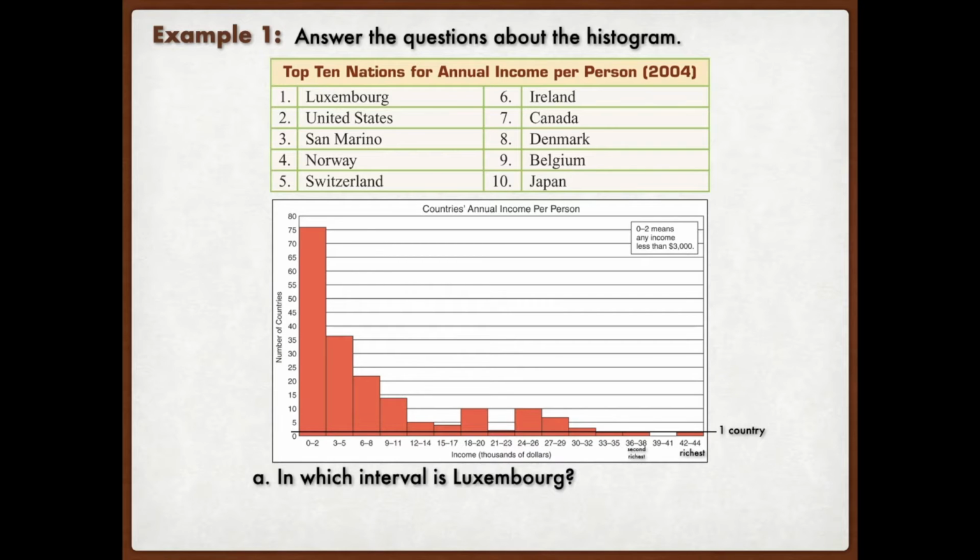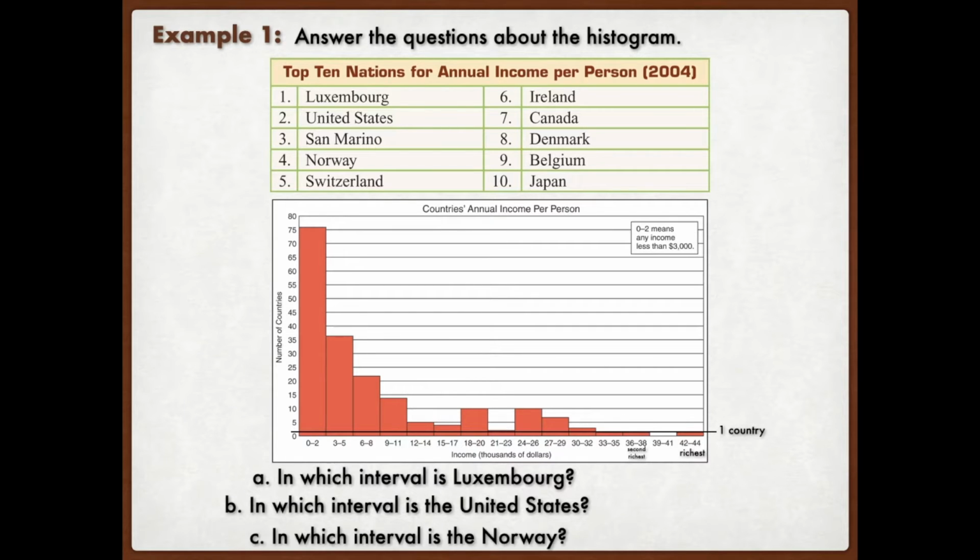Then we move to San Marino, which should be 33 to 35. And then so on. So let's look at number 2. Okay, what interval is United States? We said that's 36 to 38. And then now we have what interval is Norway. Oh, wait. San Marino is number 3. So that's 33 to 35. So I'm not going to write that down for that one.